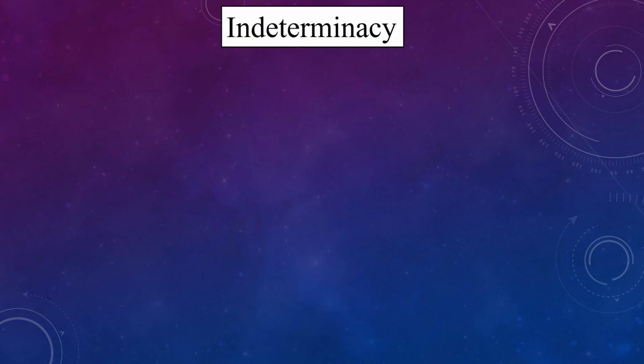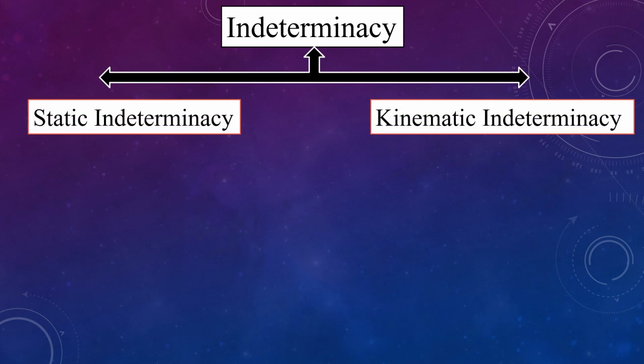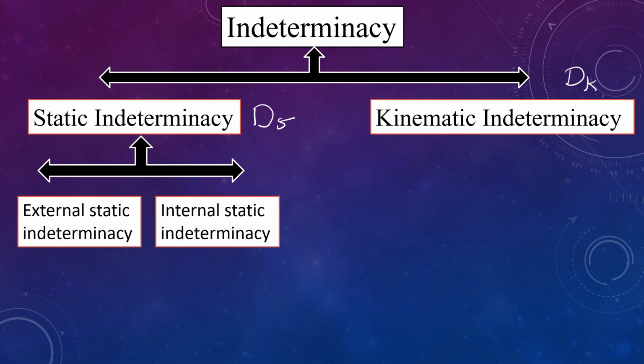Then next, on the basis of indeterminacy, there are two types. First one is static indeterminacy and second is kinematic indeterminacy. Static indeterminacy is represented like this, DS, and kinematic indeterminacy is represented like DK. Okay, then static indeterminacy is divided into two types. First one is external static indeterminacy and second is internal static indeterminacy.